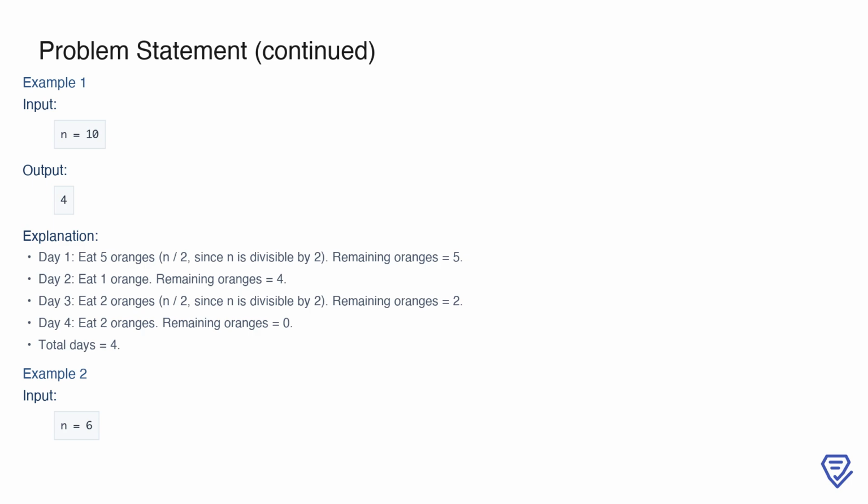Let's consider the first example where n equals 10. On the first day, we can divide the oranges by 2 since 10 is divisible by 2. This allows us to eat 5 oranges, leaving 5 oranges remaining. On the second day, no divisibility condition applies, so we eat 1 orange, leaving 4. On the third day, we divide by 2 again since 4 is divisible by 2, eating 2 oranges and leaving 2. Finally, on the fourth day, we eat the remaining 2 oranges. In total, it takes 4 days to eat all 10 oranges. This demonstrates how choosing the optimal eating strategy can minimize the number of days.